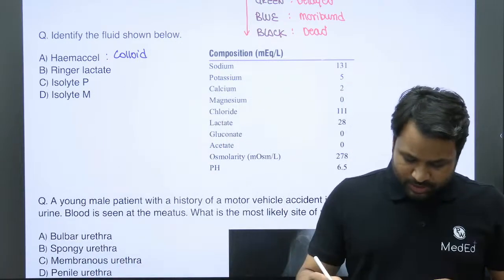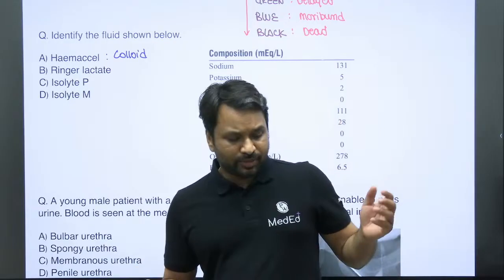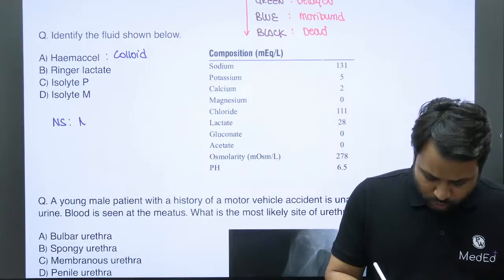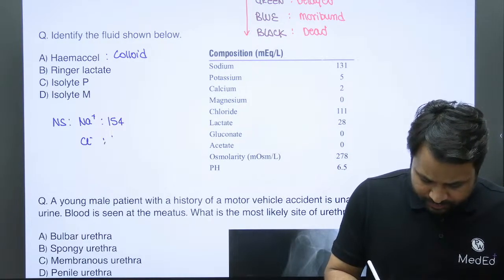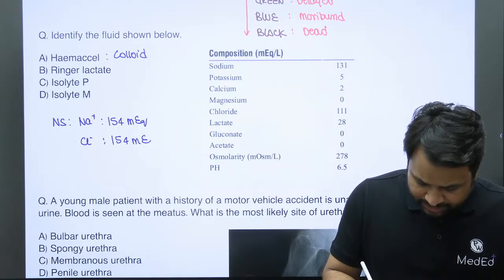So what is the composition of it? See, there is no normal saline to consider one for. When you talk about normal saline, in normal saline, you have sodium and chloride. Both of them will be in equal composition of 154 milliequivalents. Okay. So this is the first thing that we expect you to know.